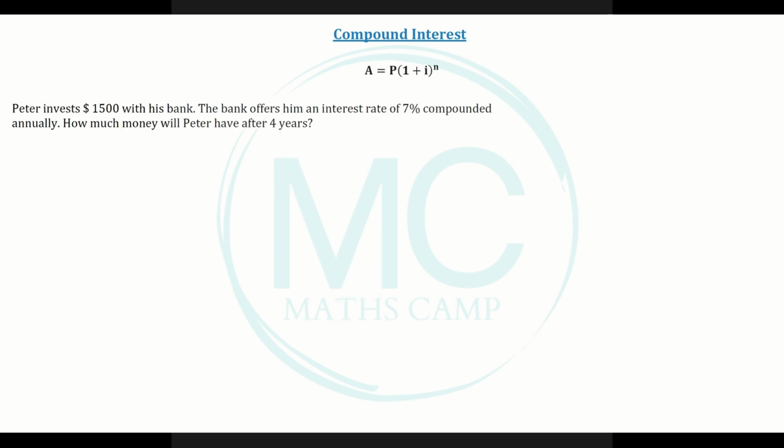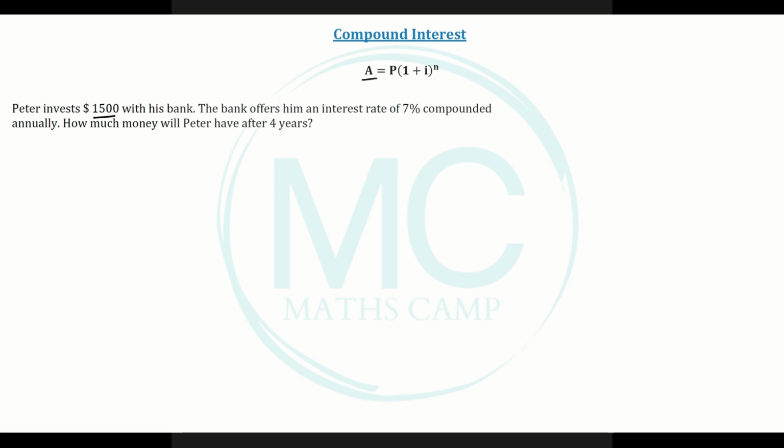Let's do another example. Peter invests $1,500 with his bank. The bank offers him an interest rate of 7% compounded annually. How much will Peter have after 4 years? The question is asking us to find how much money Peter will have at the end of his investment. So we need to solve for A.